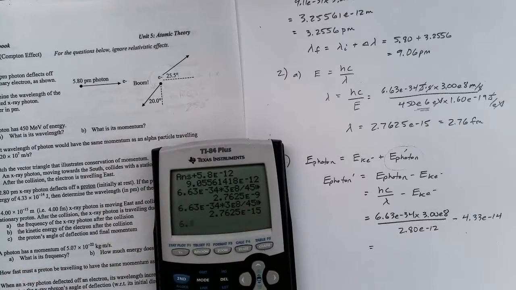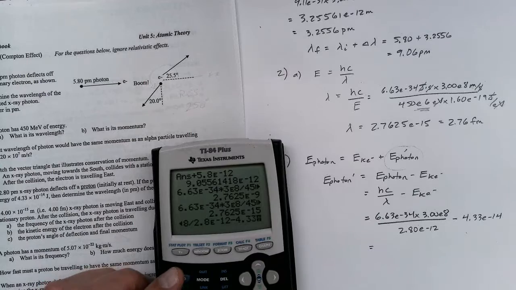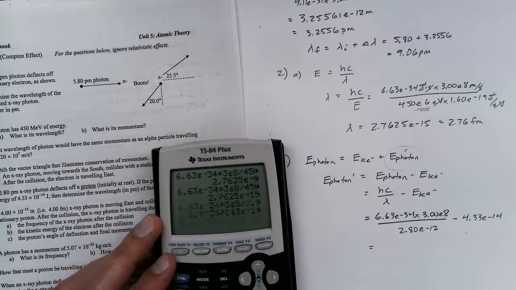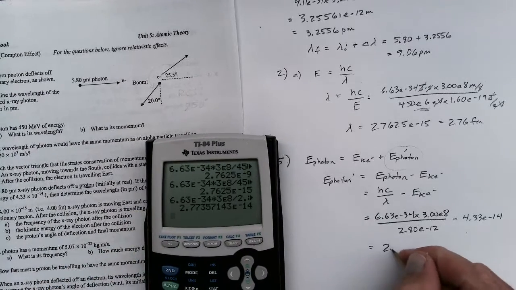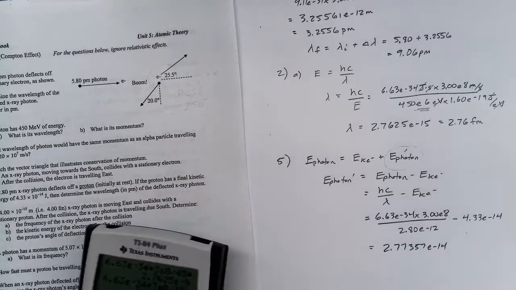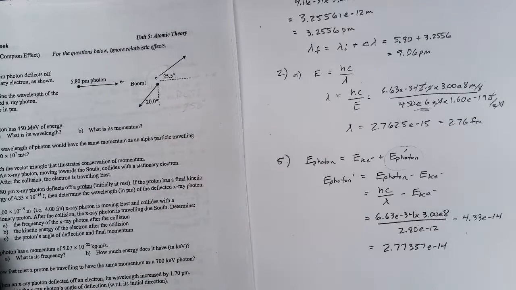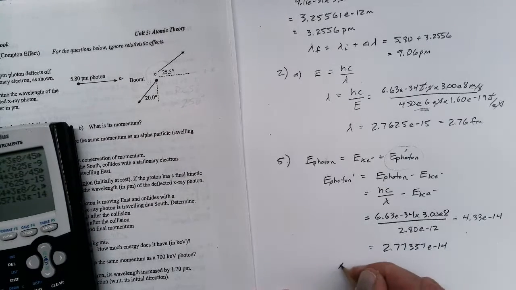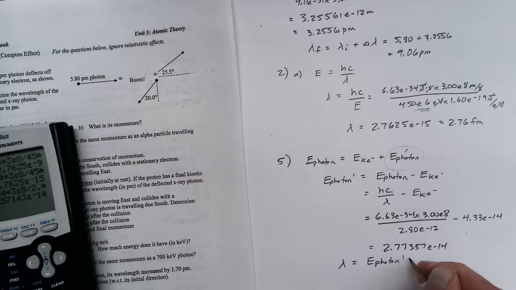Okay, the calculation. 2.77357 E negative 14. And now that we know the energy of the scattered photon, we want to know the wavelength of the deflected X-ray photon. So we can use the formula solving for the wavelength. That would be energy of the photon after.